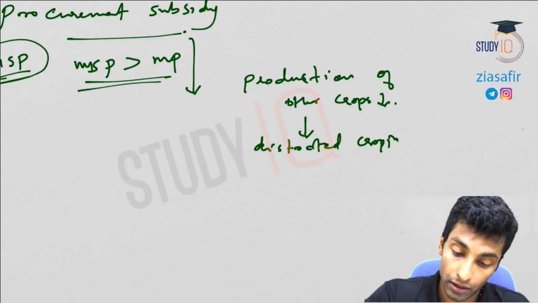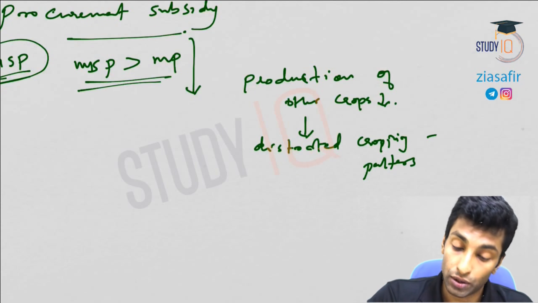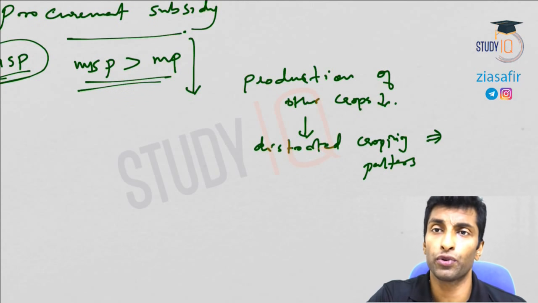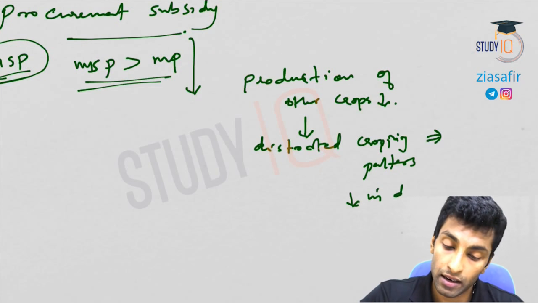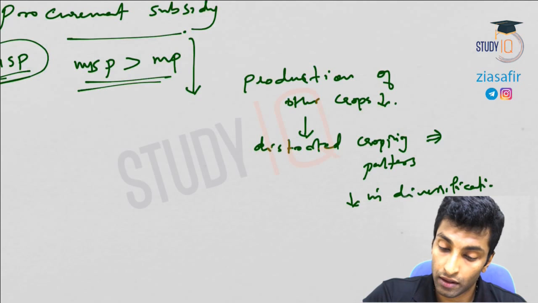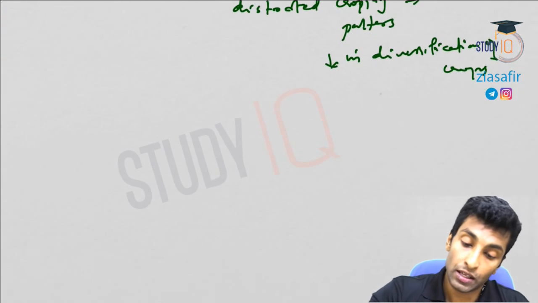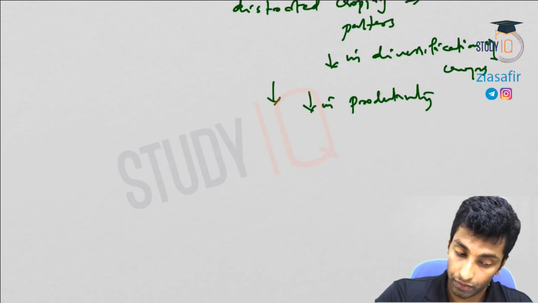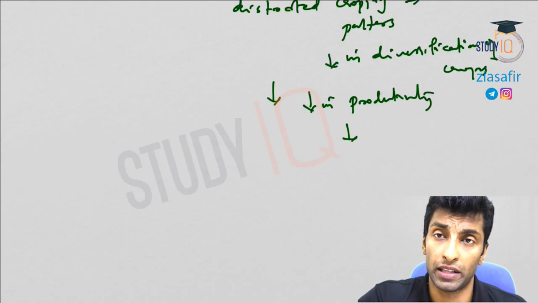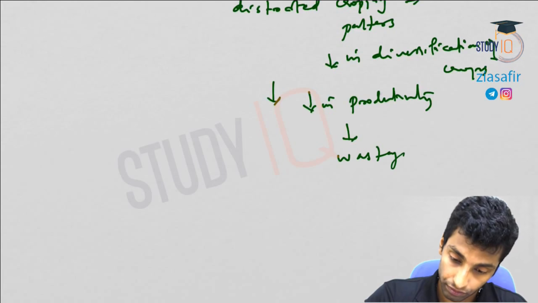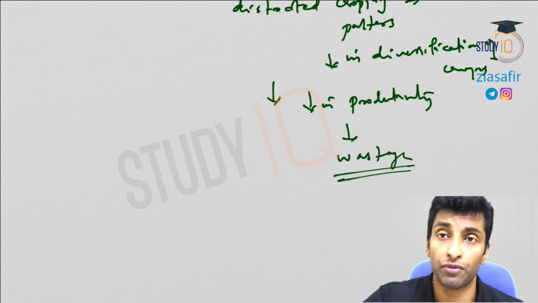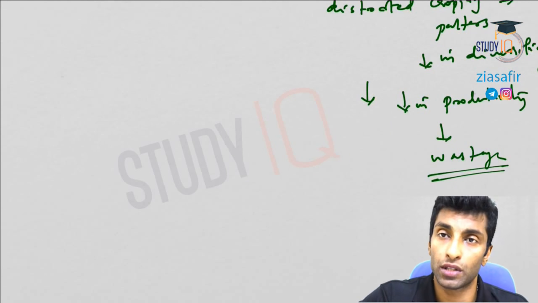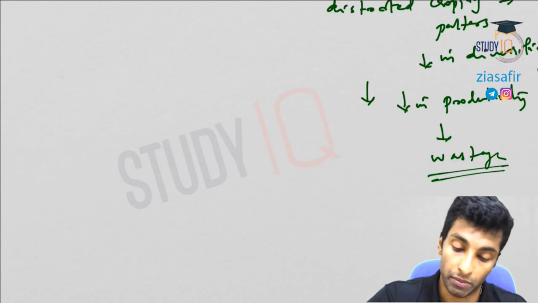Distorted cropping pattern. So that means that leads to a decrease in diversification of crops. You will only focus on a few crops where you get MSP. So decrease in diversification of crops, so that leads to decrease in productivity, and excess production will be there of these items. That will lead to wastage because of excess production, as we don't have enough storage facilities, warehousing, etc. Okay, so the Shantakumar committee recommendation is there with respect to this procurement also. We'll be discussing that. Okay, for sure we'll be covering that also.